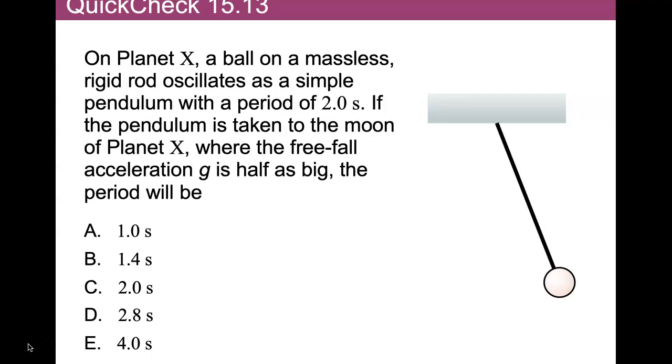What about this one? So we're saying on planet X, a ball on a massless rigid rod oscillates as a simple pendulum with a period of 2 seconds. Now, if you take the pendulum to the moon of planet X, where the free fall acceleration g is half as big, the period will be what? Think for a few seconds about this. Okay, so we said omega is the square root of g over L. What was omega? It was 2 pi over T, right? So T is going to be proportional to 1 over square root of g, right?